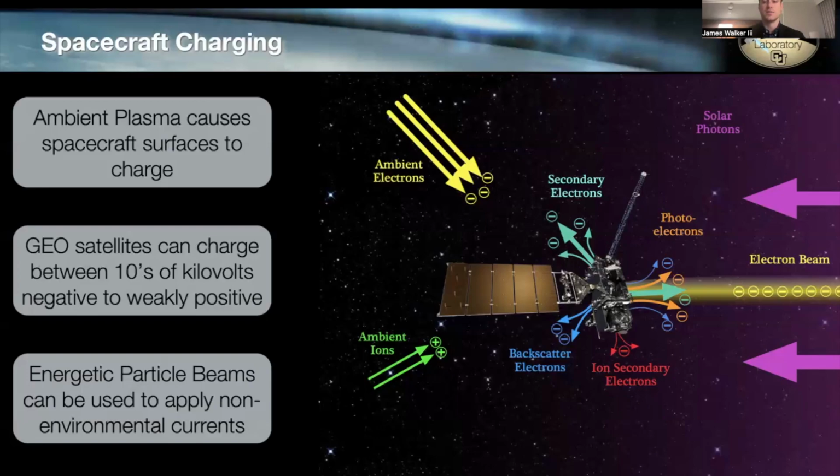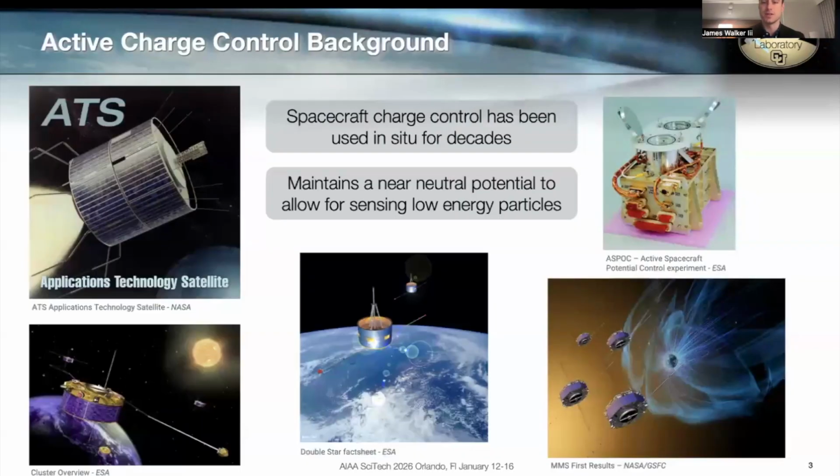However, spacecraft can actually be equipped with energetic particle beams, such as electrons and ion beams, to apply additional non-environmental currents and manipulate its own potential. Now, this has actually been explored for decades now. There's been a lot of work done in active charge control, including in situ missions.